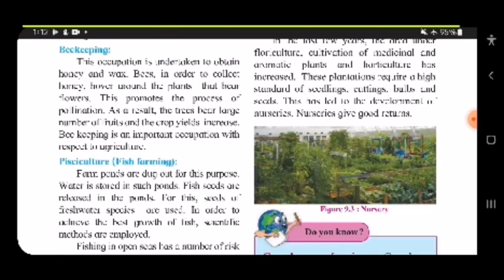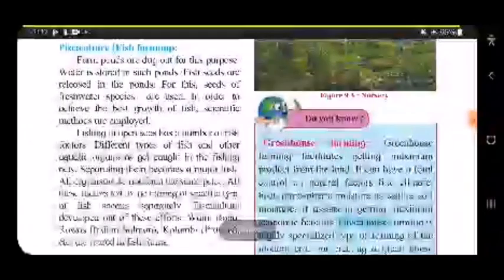As a result, the trees bear a large number of fruits and the crop yields increase. Beekeeping is an important occupation with respect to agriculture. So this is also an important occupation in agriculture. Next, let us move on to pisciculture.